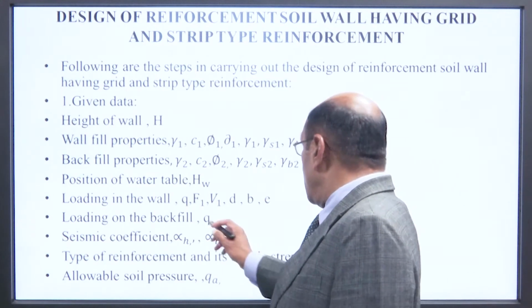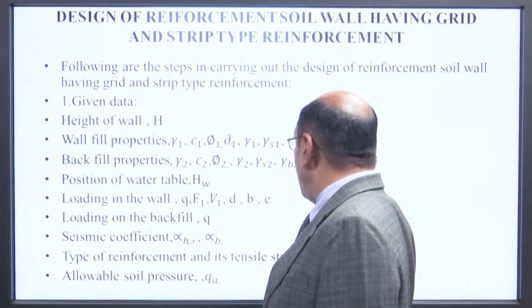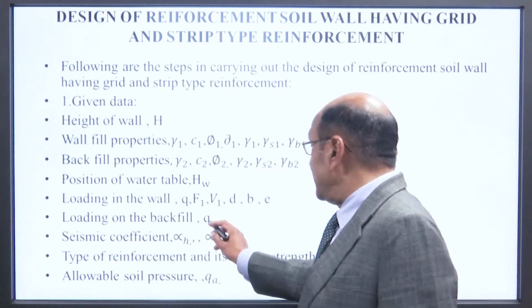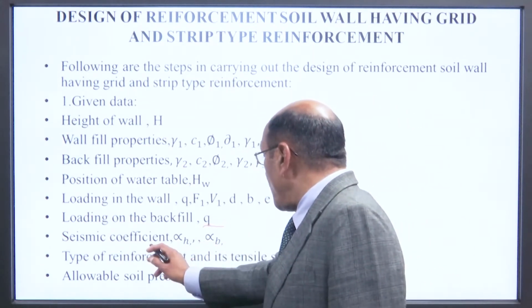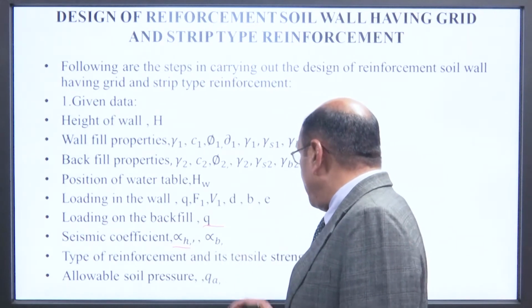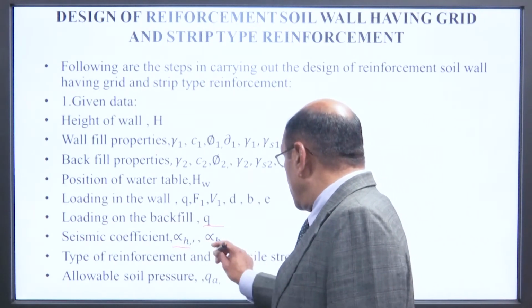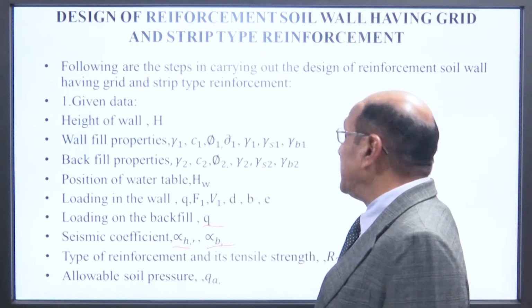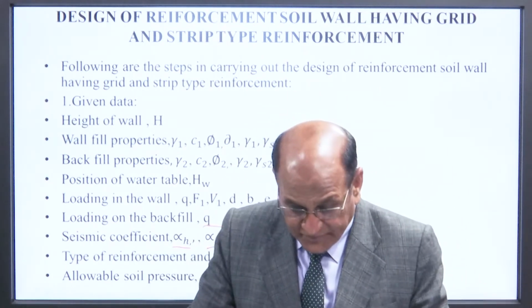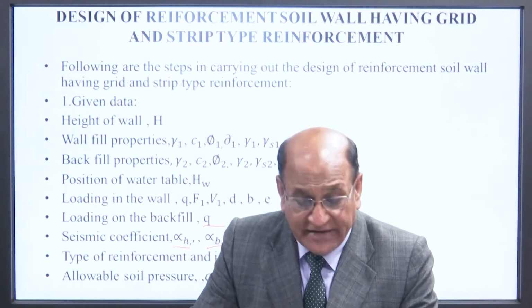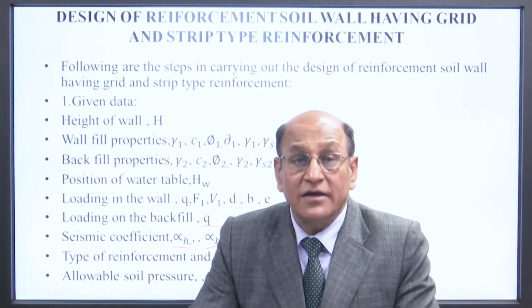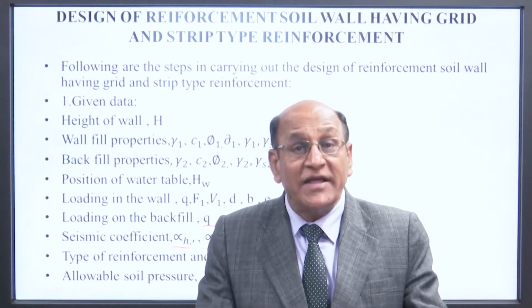Loading on the wall, that is QF, V1, DBE. Loading of the backfill, that is Q. The seismic coefficients are alpha H and alpha V. The type of reinforcement and its tensile strength is RT. Allowable soil pressure is QA. It will be given in the question.